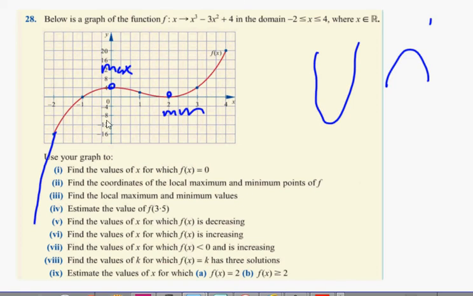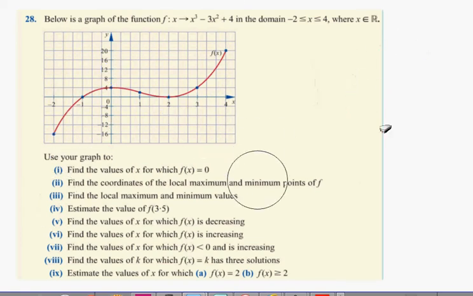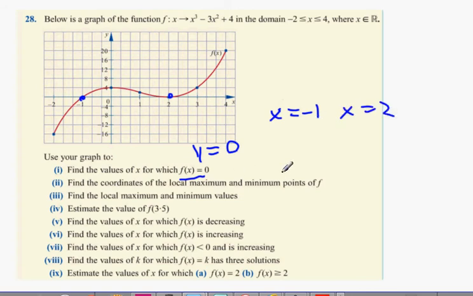Now what happens next is find the values of x for which f of x equals 0. Now, f of x equals 0, what we're looking at here is when is the y value 0? Well, that's going to be minus 1 and 2. X equals minus 1, x equals 2. Find the coordinates of the local maximum and minimum points. Well, 0, 4 for the max, and for the min it's going to be 2, 0. So there's your max and min, just read directly off the graph.